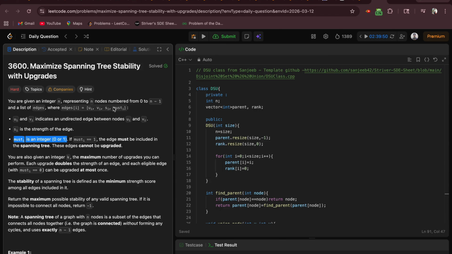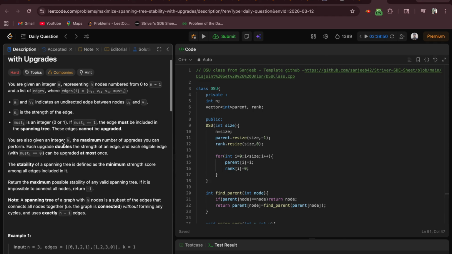So must of i being 0 means we have an option to include this edge in our spanning tree or not. But if must of i is 1, then we have to take this edge in our spanning tree. Also, for those edges where must of i is 1, those edges can't be upgraded. We are also given an integer k, which is the maximum number of edges that we can upgrade, and we can only upgrade those edges where must of i is 0.